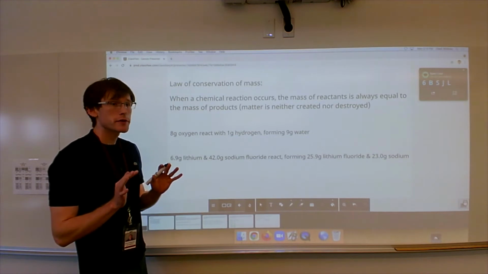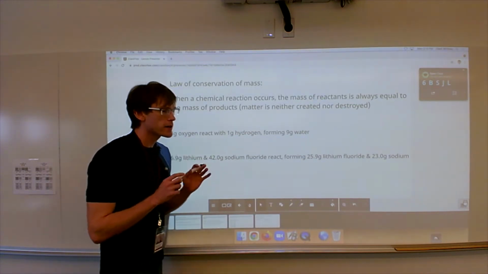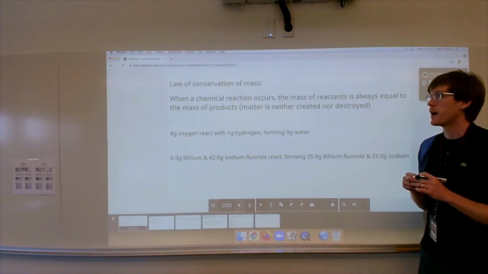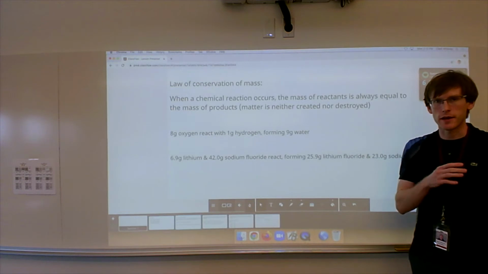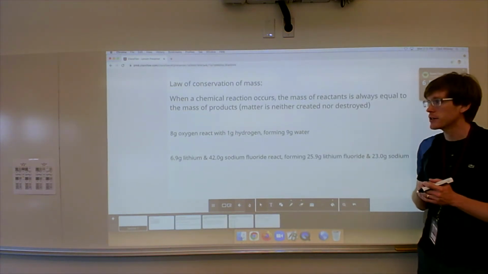So, the law of conservation of mass. When a chemical reaction occurs, the mass of the reactants is always going to be equal to the mass of the products. Another way of saying this is that matter is neither created nor destroyed in any chemical reaction.